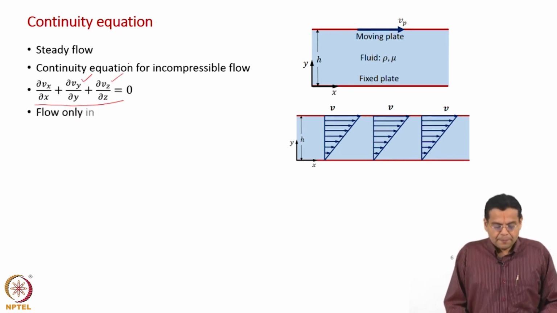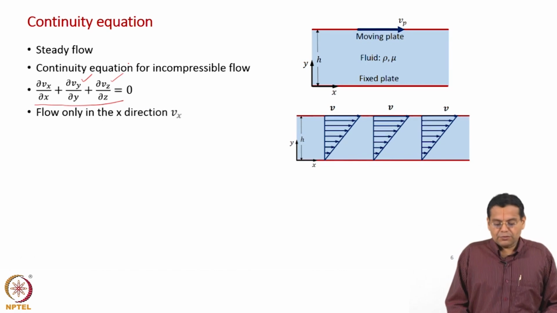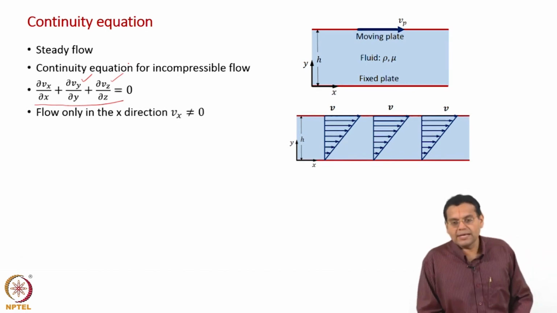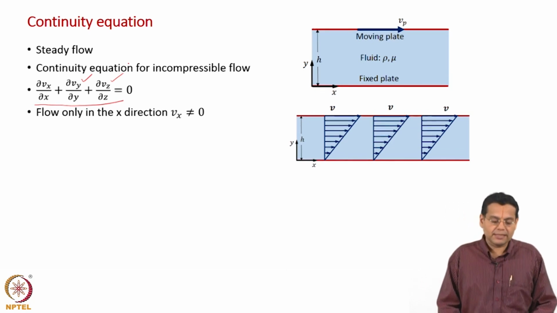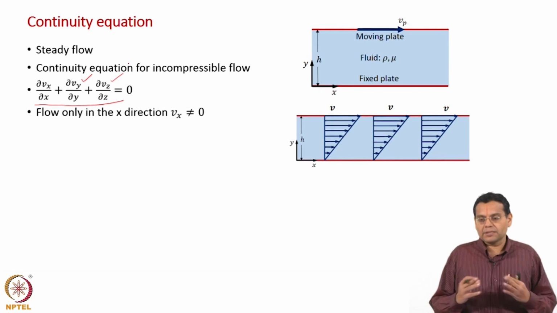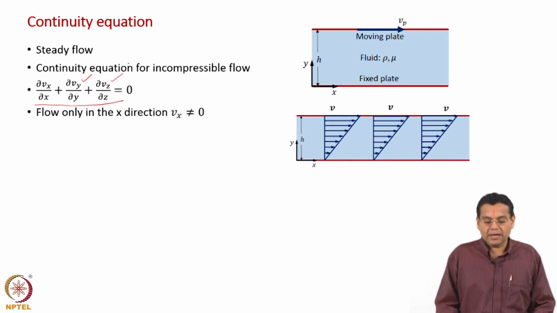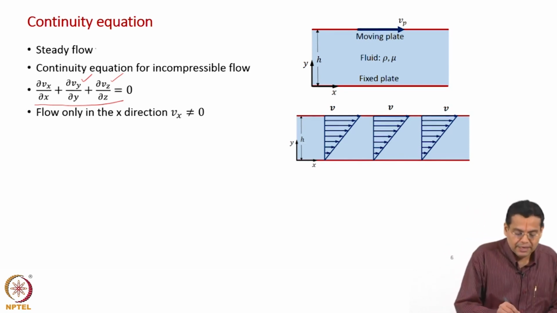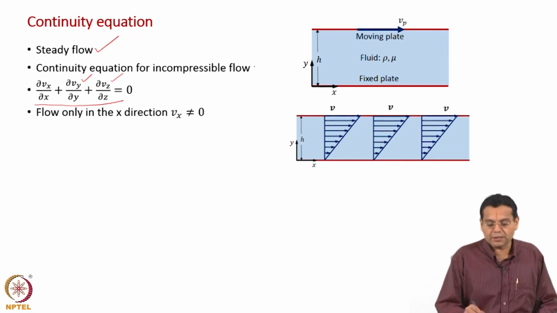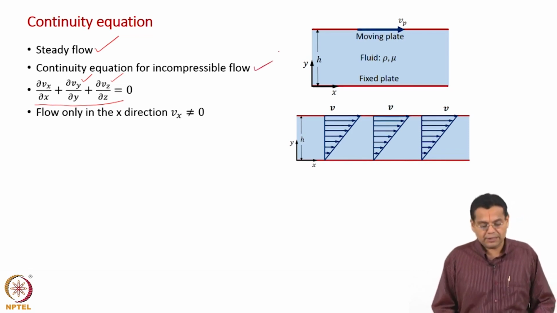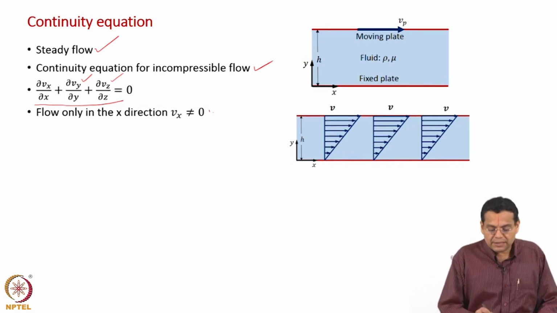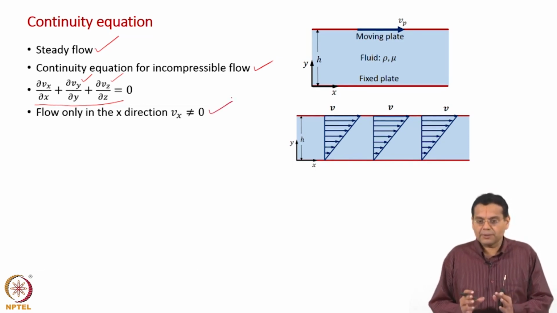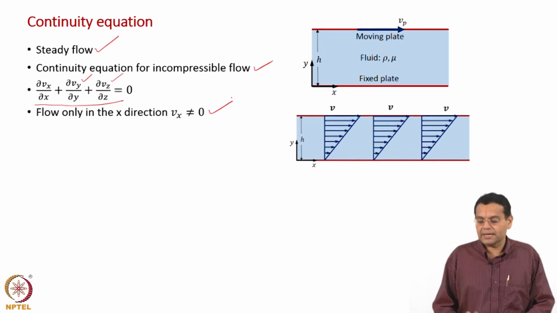Now, we will consider flow only in the x direction. As I told you some time back, we are not going to solve the complete Navier-Stokes and continuity equations. We are going to make assumptions specific to the problem. So, when I say specific to the problem, we are going to consider steady flow. Of course, incompressible flow comes along with the Navier-Stokes equation. Now, this is an assumption which we are going to make for this particular problem, flow only in the x direction. What does it mean?